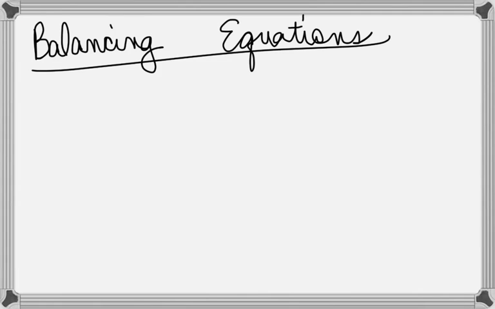What does that mean, balancing equations? You gotta make them even. Each side of the little arrow. Yeah, both sides of the arrow have to be even.